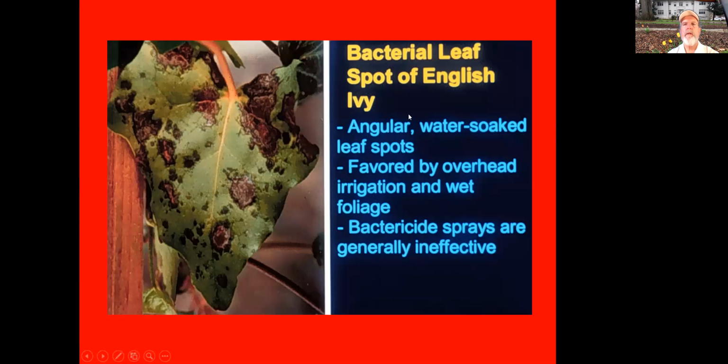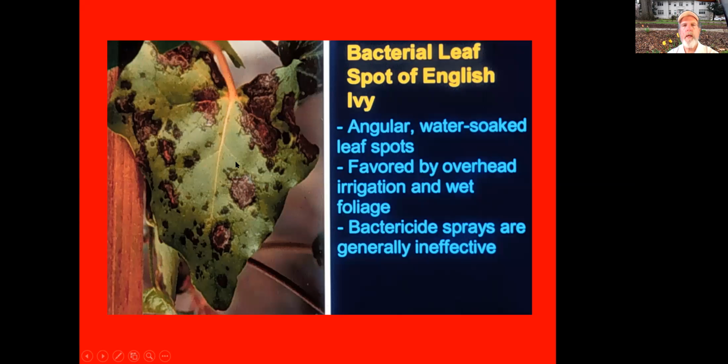Here's a leaf spot that can occur on English ivy. There's actually a fungal spot. It can look almost the same as this bacterial spot. And the difference would be the fungal spot would have little pimples on the inside. You'd see little dots. Maybe that's a fungal spot. Whereas the bacterial leaf spot would be just bacteria in there.